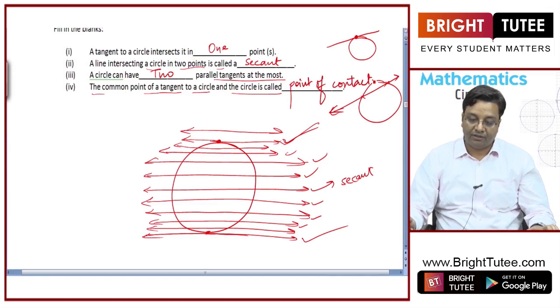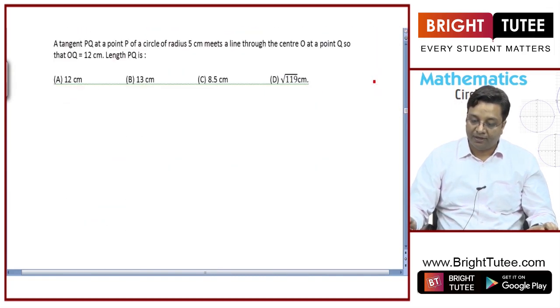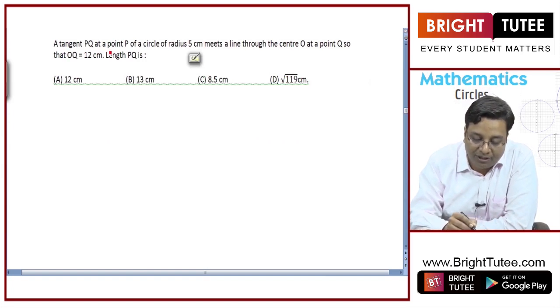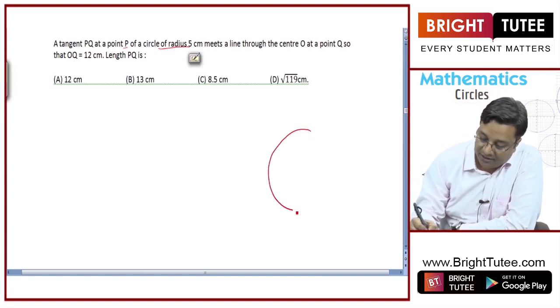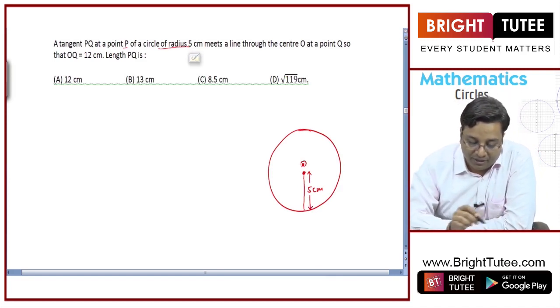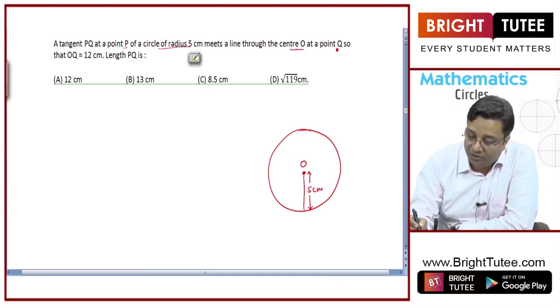So, this was a question based on the theory part only. Now, let us move to the next question. A tangent PQ at a point P of a circle of radius 5 centimeter. There is a circle and it has a radius of 5 centimeter. Let us say this is the center, center O.